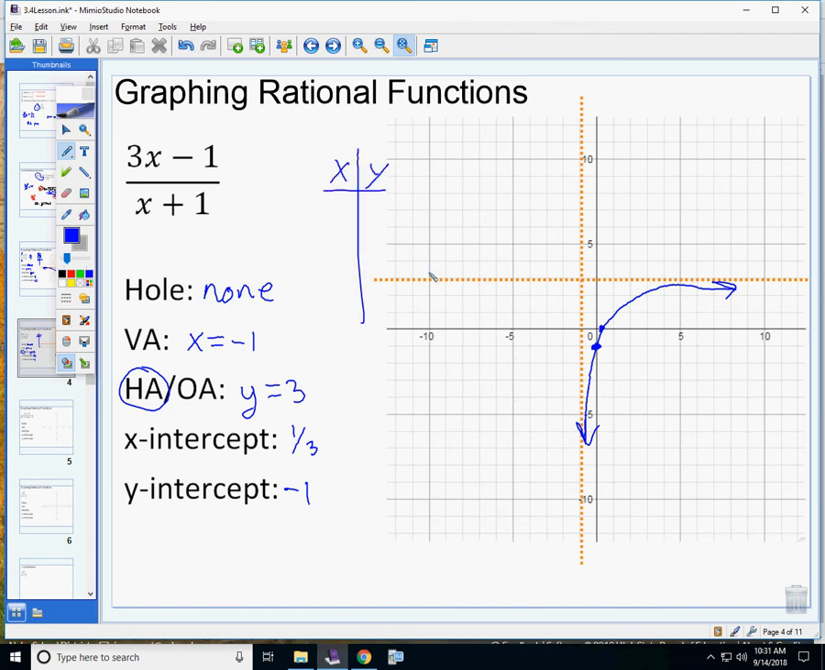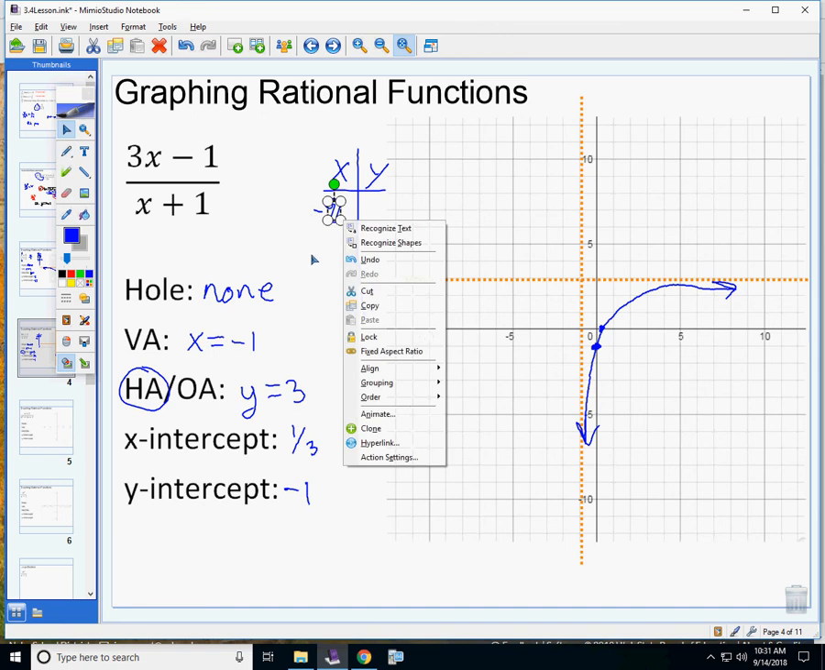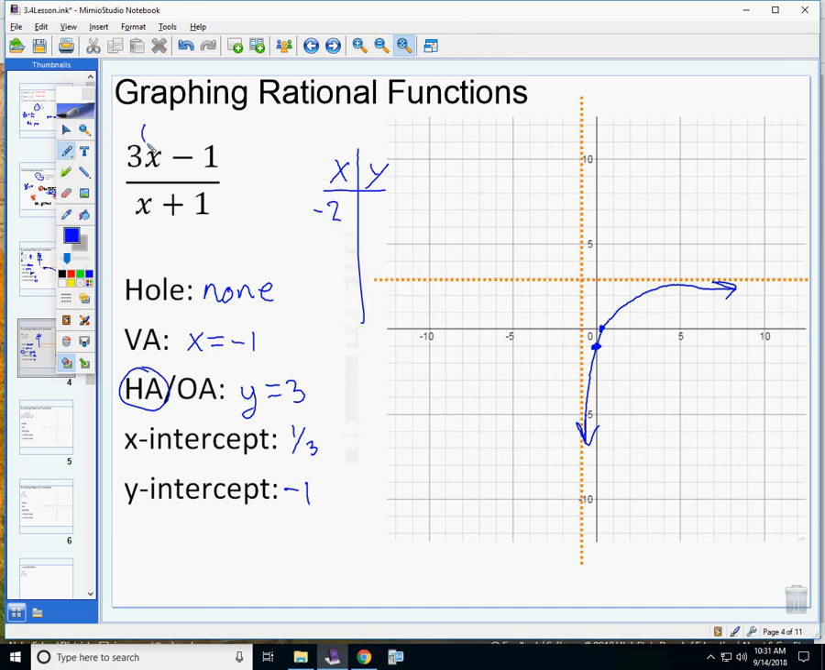So as I choose x and y values, I want to choose x values that are on the left side. So I would choose maybe a negative 2. So if I plug in negative 2 for the top and the bottom, all the x's, 3 times negative 2, that's negative 6, minus 1, that's negative 7. And negative 2 plus 1, that's negative 1. So negative 7 over negative 1 gives positive 7 for my answer. So negative 2, positive 7. Alright, so that means it's in this top left portion of the graph.